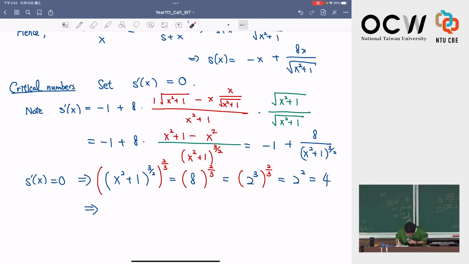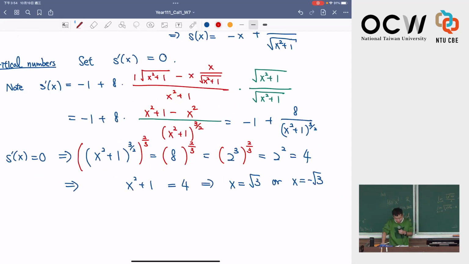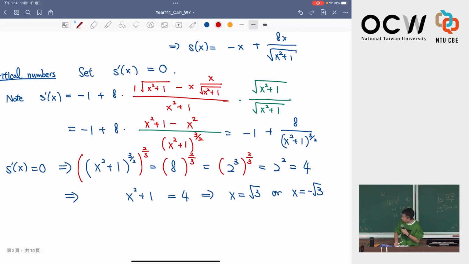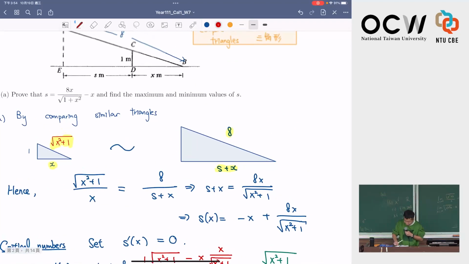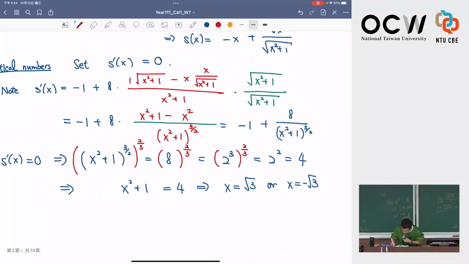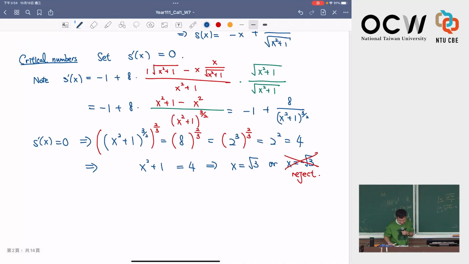Therefore, on the left-hand side, 3 over 2 and 2 over 3 cancel each other, so you get x squared plus 1 equals 4. That means x is either root 3 or minus root 3. But as previously indicated, x here, again, is the length of something. In particular, x is between 1 and 4 root 3, so you should reject the negative one. Okay, reject the negative one. So again, you get only one critical number in this case.